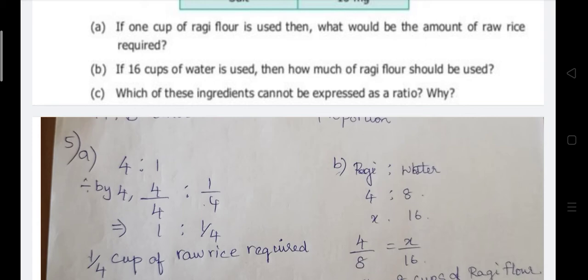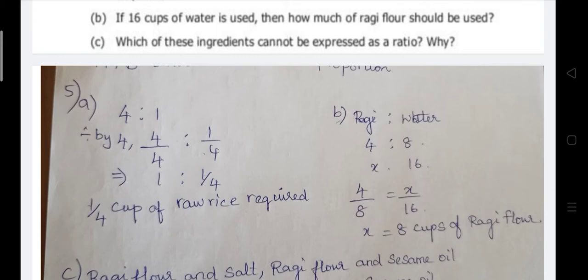If 16 cups of water is used, then how much ragi flour should be used? Write the ragi flour and the water as a ratio. Express it in ratio and then you find out. 4 is to 8, here x is to 16. Here 4 by 8 is equal to x by 16.